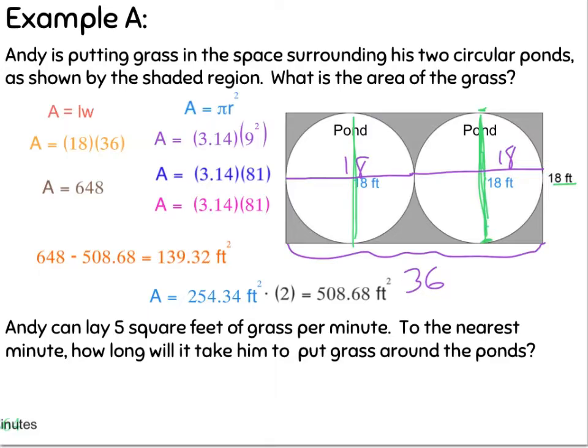of grass per minute. So to the nearest minute, how long will it take them to put the grass around the pond? So I'm going to take my 139.32 feet that needs to be grassed, divide by 5, and that will give me 27.864 minutes. But it said round to the nearest minute, so my 8 is going to make my 7 go up. So it's going to take 28 minutes to put the grass around the pond. Let's take a look at the next one.